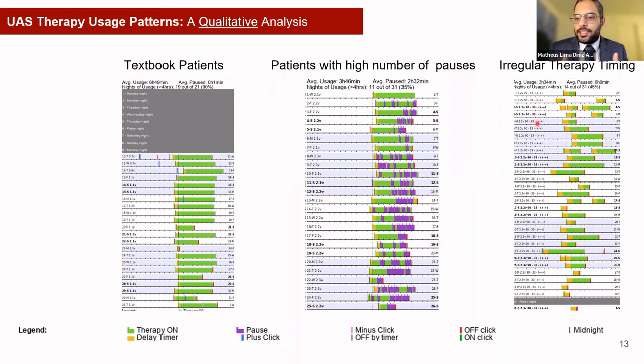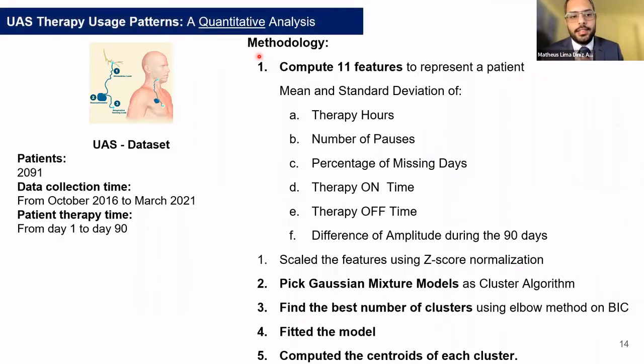So we found these three types of patients by a qualitative analysis using this visualization, but we really want to perform a quantitative modeling of this therapy usage. And that's why we came up with the cluster analysis. And how did I do that? I got a data set of UAS therapy from Inspire with 2,091 patients.